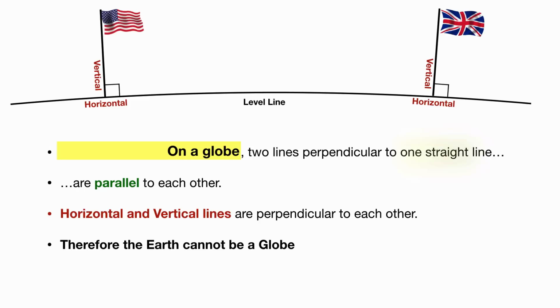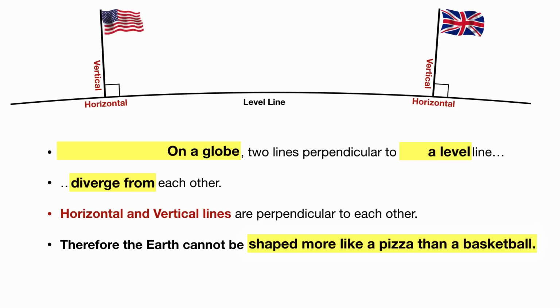On a globe, two perpendicular lines to a level line diverge from each other. Horizontal and vertical lines are still perpendicular to each other, but now they're local. If vertical lines diverge from each other, then the Earth cannot be shaped more like a pizza than a basketball.